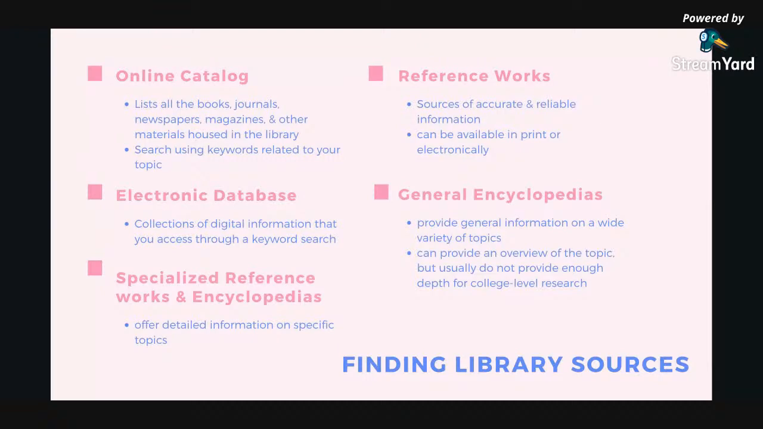They have specialized reference works and encyclopedias, and they can give you detailed information on specific topics. They also have references, which are sources of accurate and reliable information, and they can have these in either print or electronic versions. And they also have general encyclopedias, which provide general information on a whole bunch of different topics, but they give you more of a broad overview, and they don't necessarily always provide enough in-depth research and information for college level work.